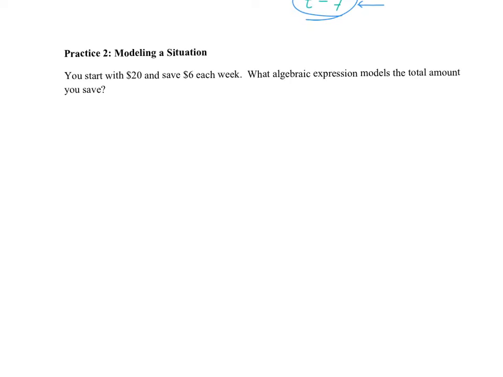Well, the first thing you identify is which number is changing. Which number is varying, or which number has the ability to change? If I start with 20, is that ever changing? No. But each week I am gaining $6 more, so that is where my variable is. So I need a variable, which will be x, which represents the number of weeks.